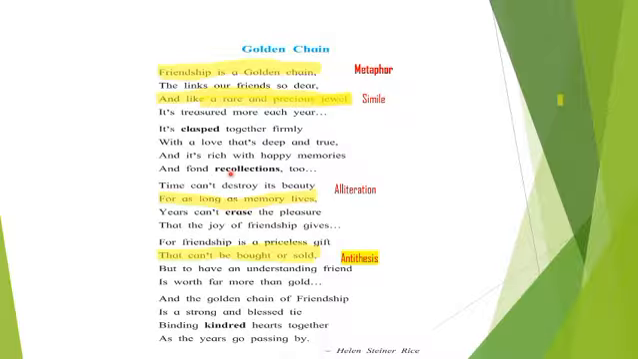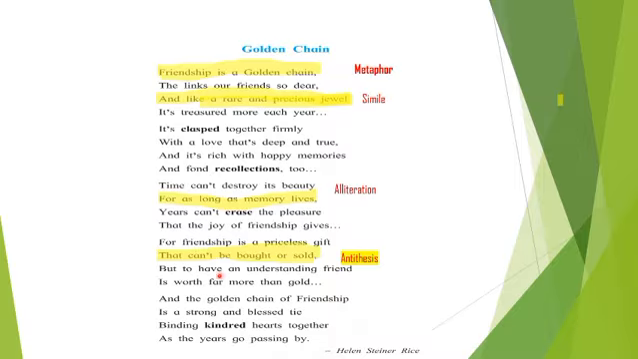Now, see the second line of the third stanza. For as long as memory lives. See the words long, lives. The letter L and the L sound is repeated, so it is an alliteration.